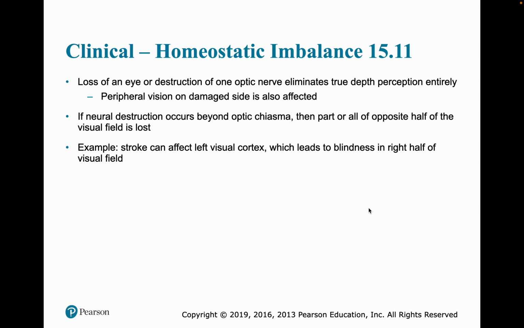Loss of an eye or destruction of one optic nerve will eliminate true depth perception entirely. The peripheral vision on the damaged side is also affected. If neural destruction occurs beyond the optic chiasma, then part or all of the opposite half of the visual field is lost. For example, strokes can affect the left visual cortex, which leads to blindness in the right half of the visual field.